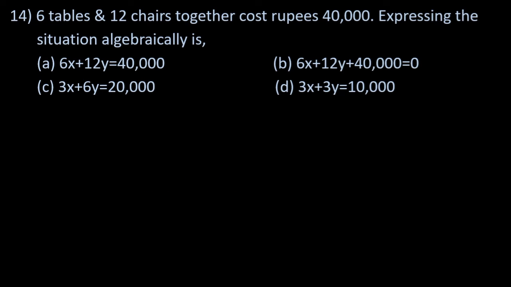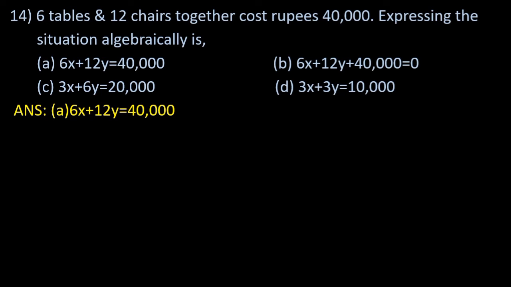14.1. 6 tables and 12 chairs together cost rupees 40,000. Expressing the situation algebraically is: 6x plus 12y is equal to 40,000; 6x plus 12y plus 40,000 is equal to 0; 3x plus 6y is equal to 20,000; 3x plus 3y is equal to 10,000. Here they are asking how we can express the equation. So here I take tables as x and chairs as y. 6 tables means 6x plus 12 chairs means 12y, and together means the addition of those is equal to 40,000. Yes, option A, 6x plus 12y is equal to 40,000. Therefore option A is correct.